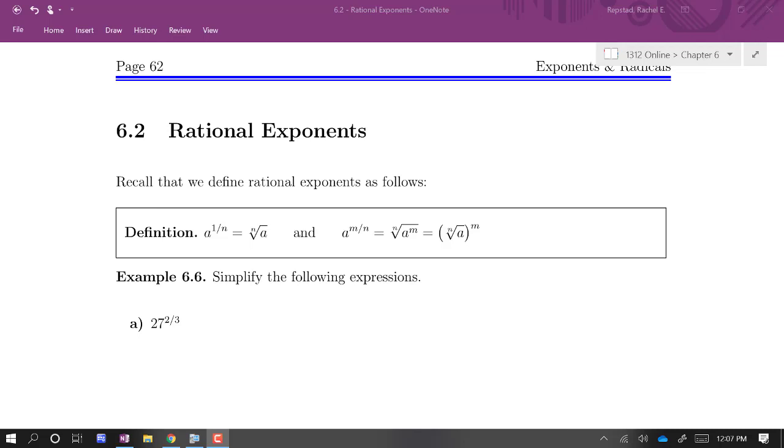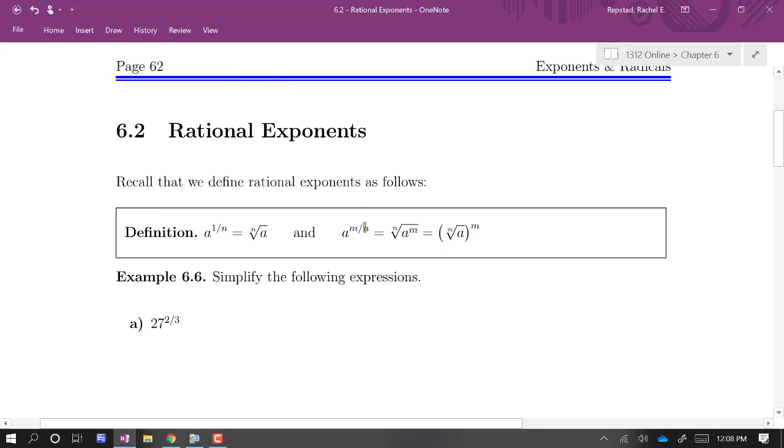All right, in the last section we looked at integer exponents. In this section we're going to look at rational exponents. These are exponents that are rational numbers or fractions. A to the 1 over n power, if n is an integer, gives you the nth root of a, and more generally, a to the m over n power results in the following.